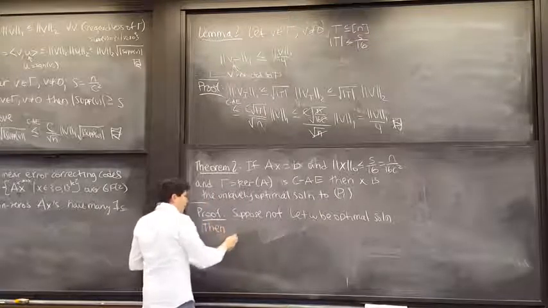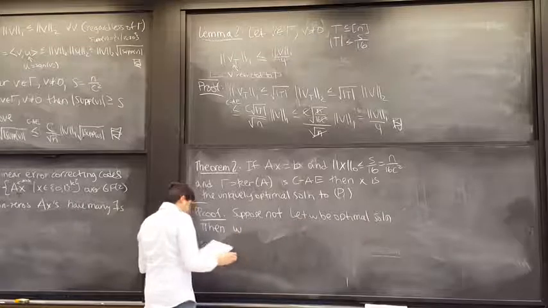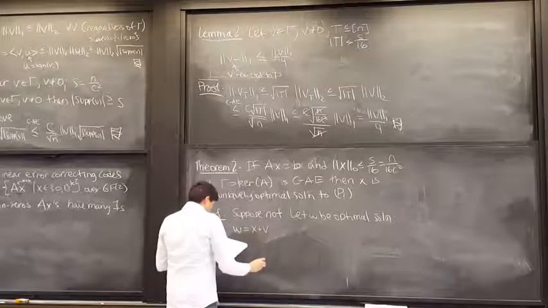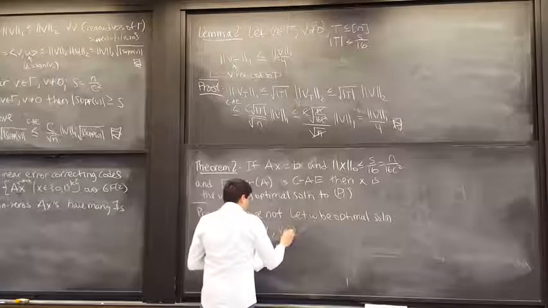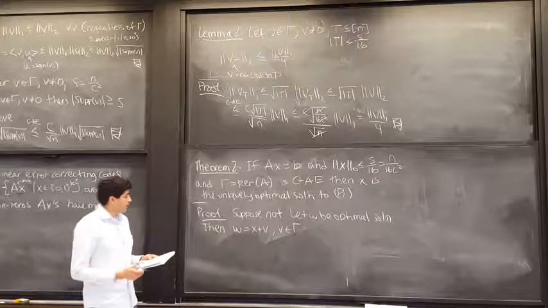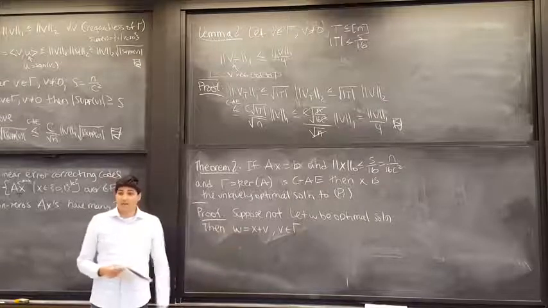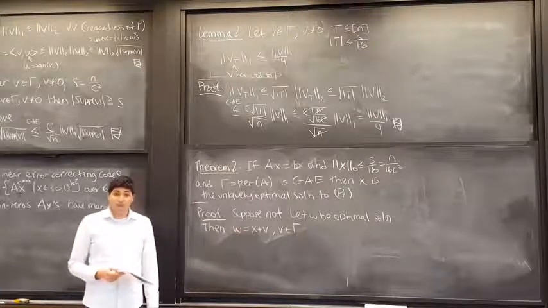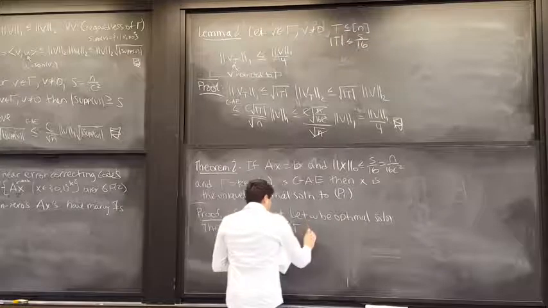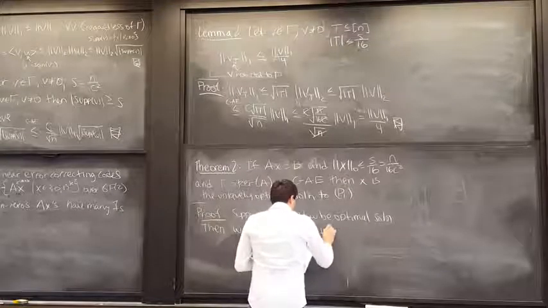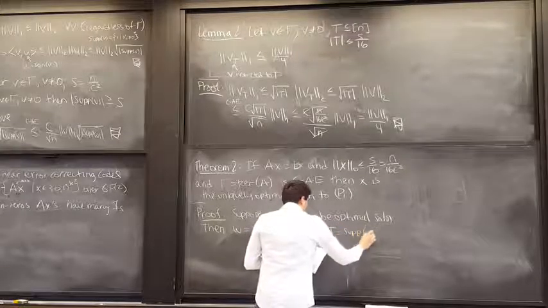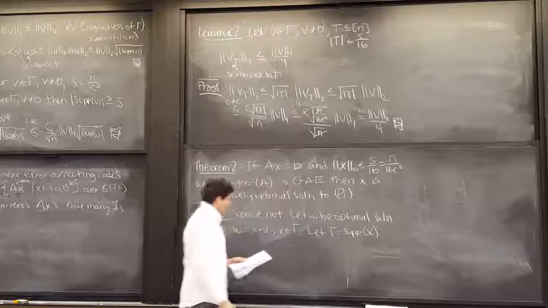And we know that the solution we find via P1 differs from the true solution by some vector v that is in the kernel of A, just because W and X both solve this linear system, AX equals B, right? And as one more piece of notation, I'm going to let T denote the support of X.